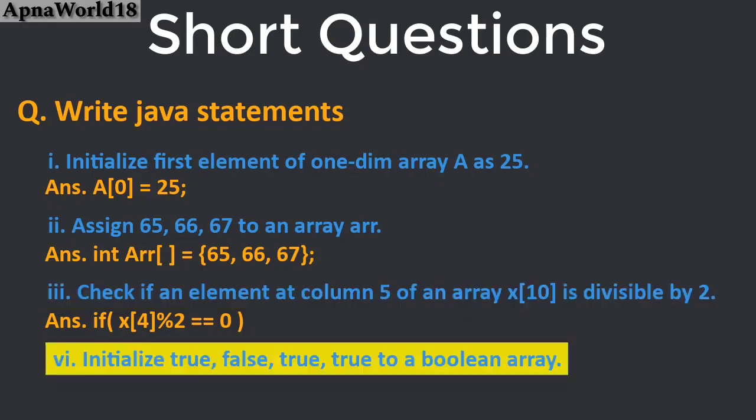Next we need to create a boolean array, let's say b, and initialize it to the values true, false, true, true, which we will put in curly braces. Do not forget to put a semicolon at the end of all of these statements.